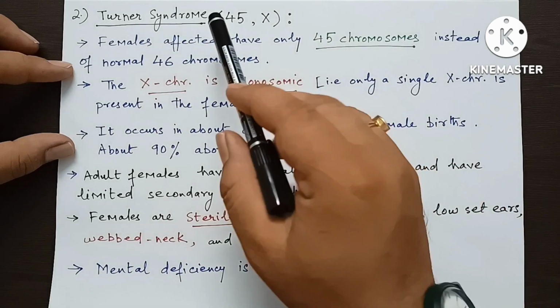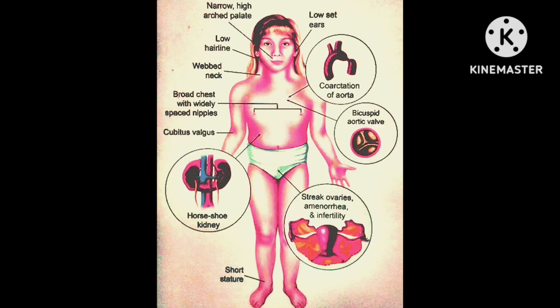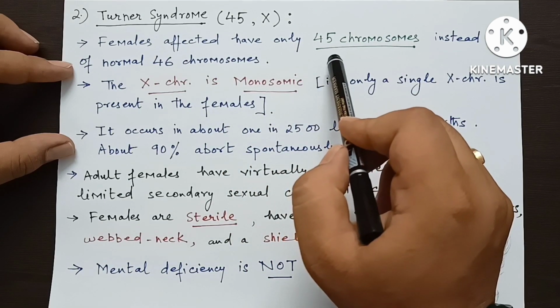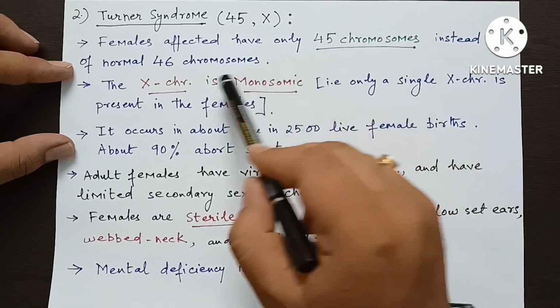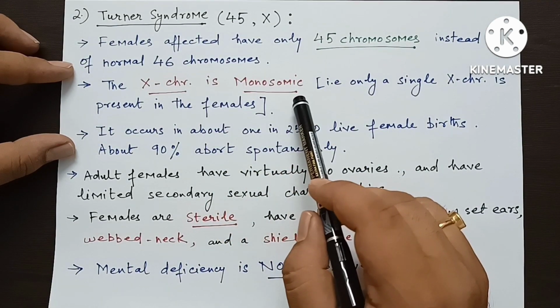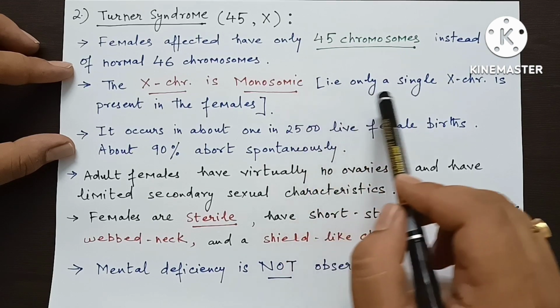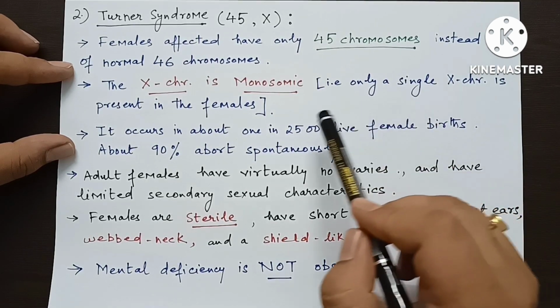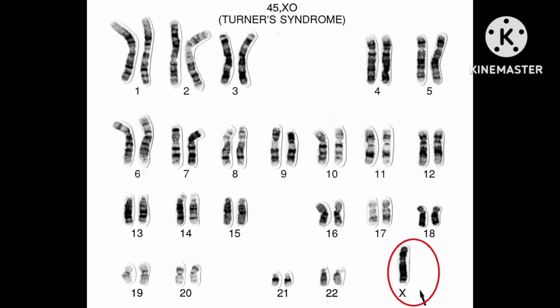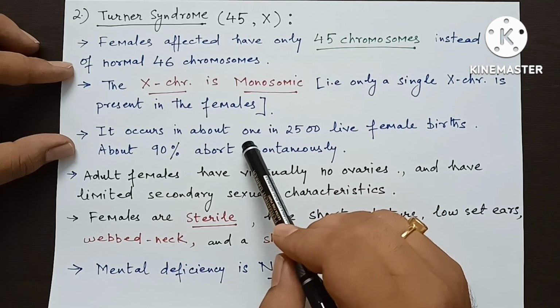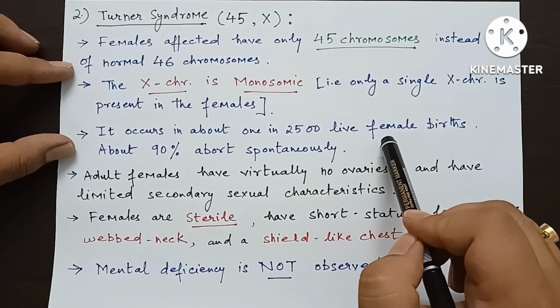Next we have the Turner syndrome. Females affected by Turner syndrome have only 45 chromosomes instead of the normal 46 chromosomes. The X chromosome here is monosomic, that is, only a single copy of the X chromosome is present in the females. It occurs in about 1 in 2500 live female births.